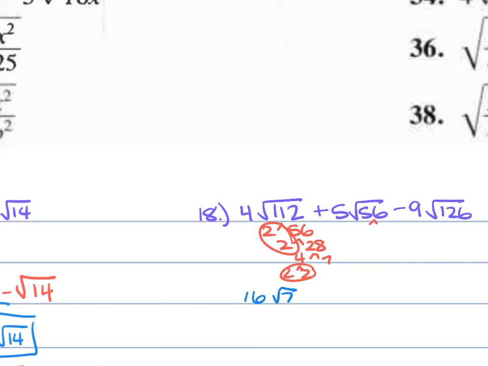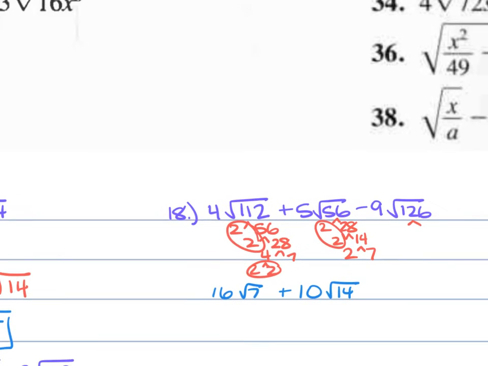For the 56, we have 2 and 28. The 28 is 2 and 14. 14 is 2 and 7. So 2 times 5 is 10 square root 14. The 126 is 6 and 21. 6 is 2 and 3. 21 is 3 and 7. So negative 9 times 3 is negative 27 square root 14.